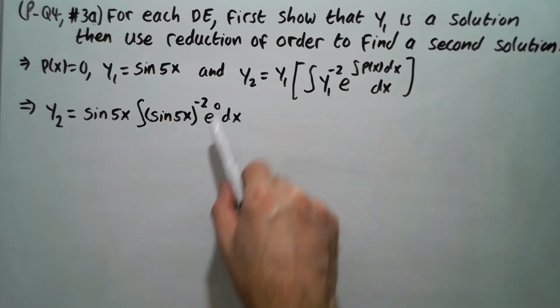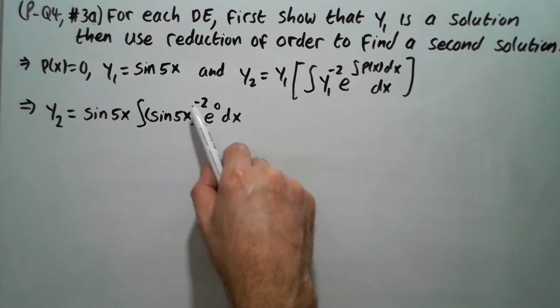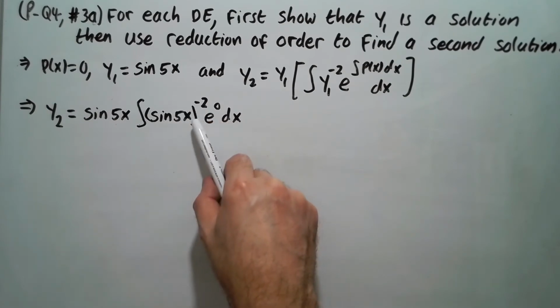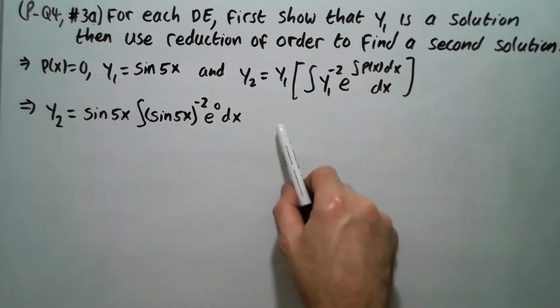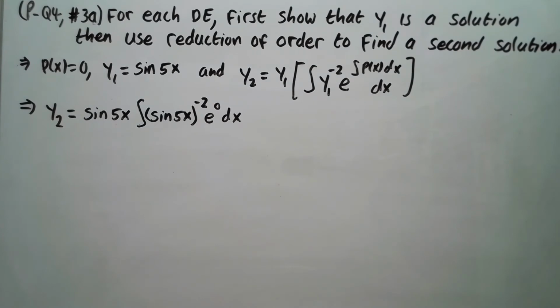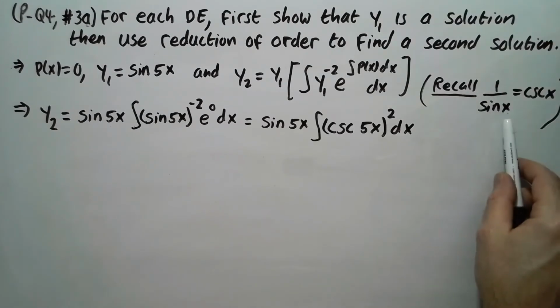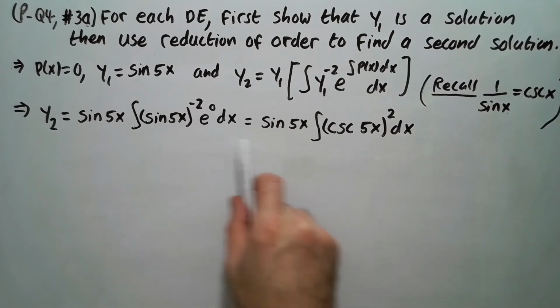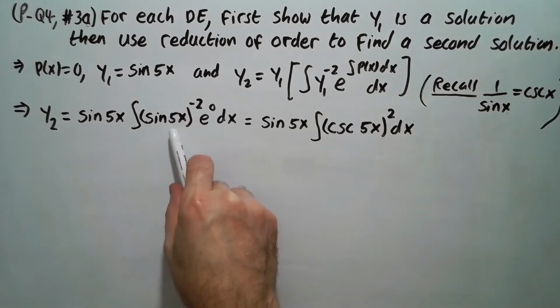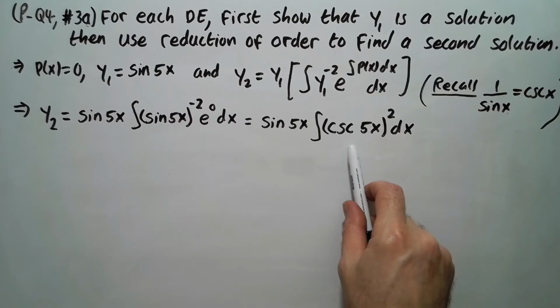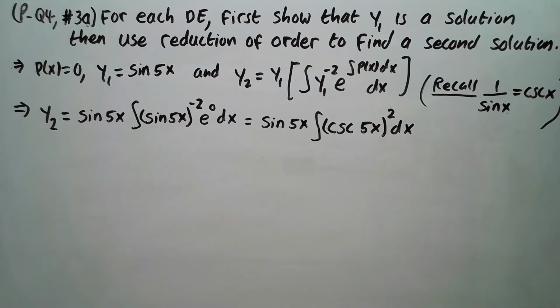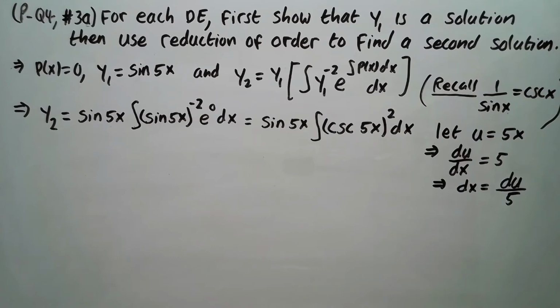E to the 0 is 1, and sine 5x to the minus 2 means 1 over sine squared of 5x, and 1 over sine, if you recall from your trig functions, is cosecant. So recall that 1 over sine is cosecant. So this would be 1 over sine 5x squared, so it's going to become cosecant 5x squared. And now I'm going to make a substitution. I'm going to let u equal 5x, then du dx is 5. So solving for dx, dx is du over 5.